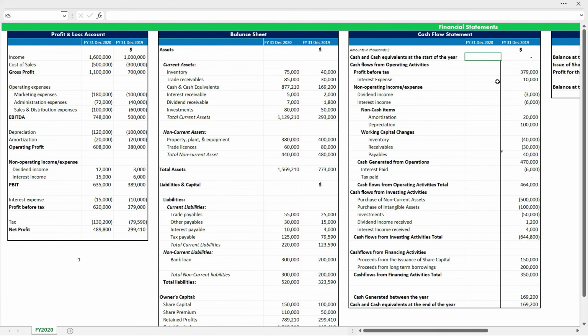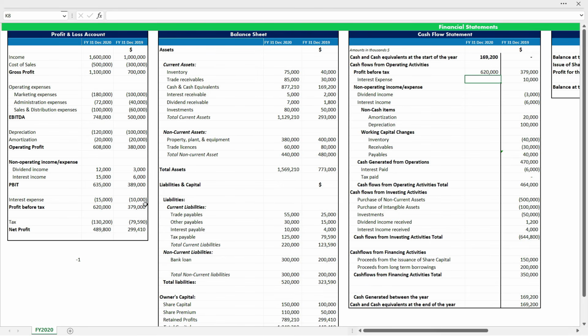So cash and cash equivalents at the start of the year are coming from the previous year. So I would say the beginning is the ending of the previous year. We are in year December 2020, and the opening value would be the closing value of last year, so I'm going to pick this value. Now let us talk about profit before tax, and for that I have to go to my profit and loss statement here, and that is profit before tax, this value.